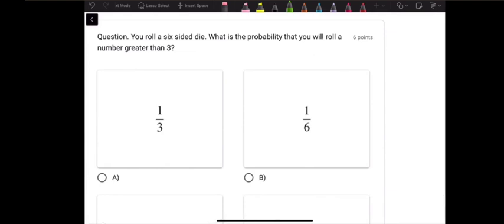Next question. You roll a 6-sided die. What is the probability that you will roll a number greater than 3? So once again, I'm going to take a look at my options. How many numbers in a 6-sided die are greater than 3?